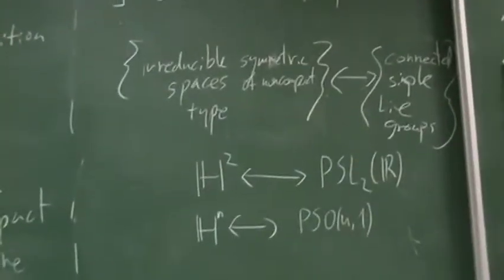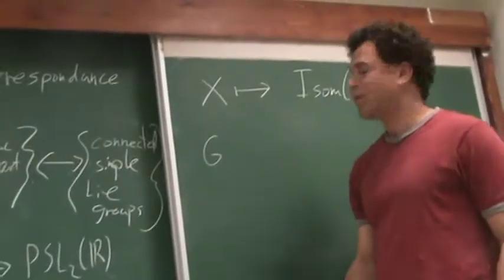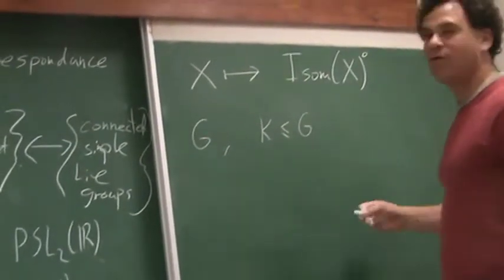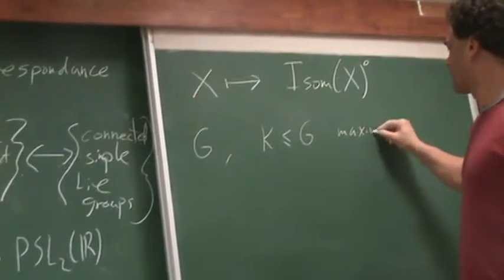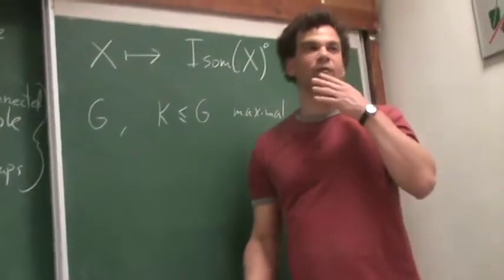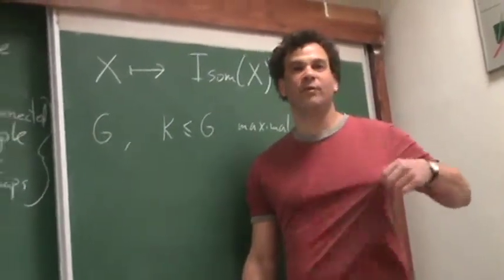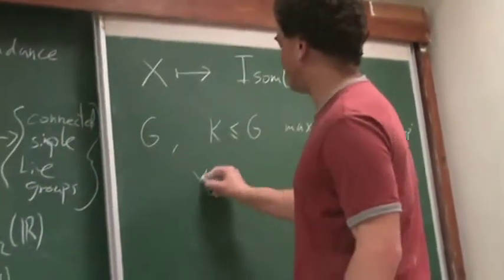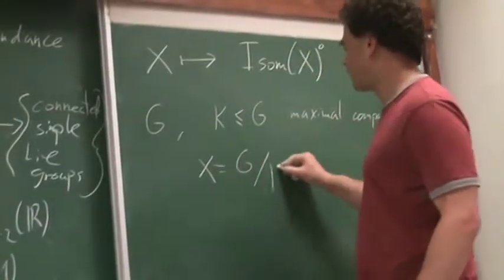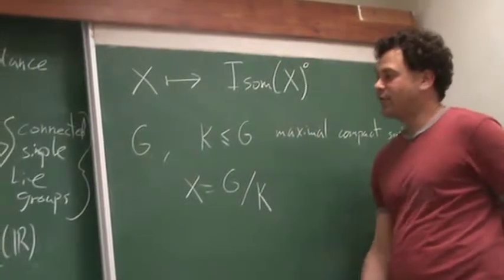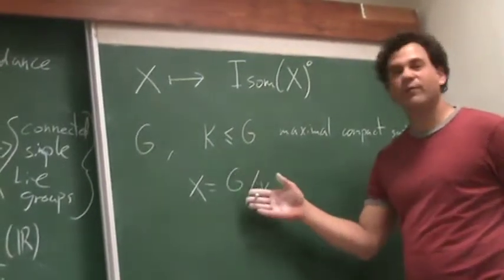Vice versa, if you give me G, which is a simple Lie group, and K is the maximal compact subgroup, and it's known that there is only one maximal compact subgroup up to conjugation, then X will be, at least as a set, G mod K. G will act transitively with compact stabilizer on X. X will be G mod K, and I didn't tell you what the metric is here.